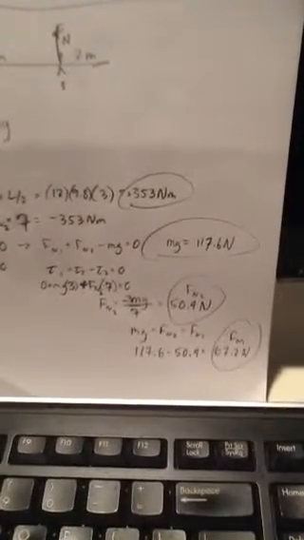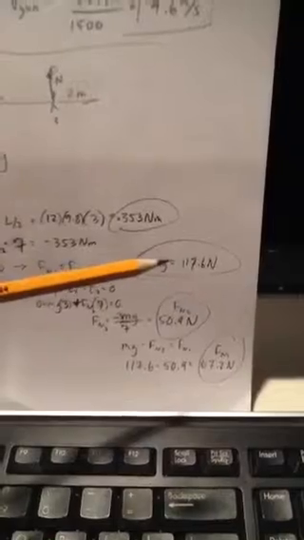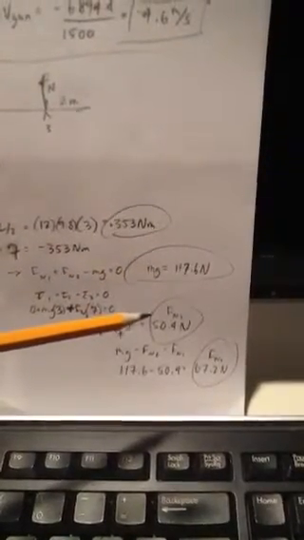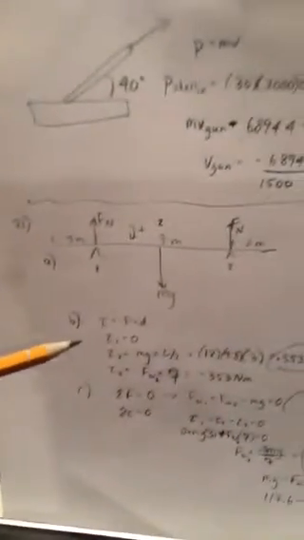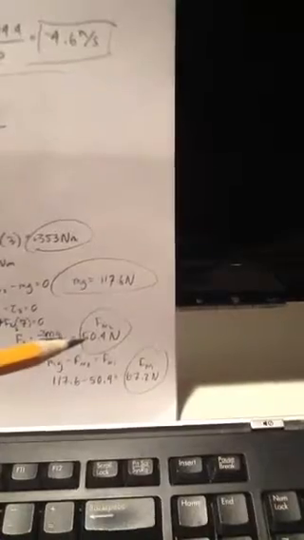But your answer for the forces of gravity and the 2 normal forces, there's the force of gravity. And there's the normal force due to the pivot point on the right, and the pivot point on the left has a force that's a little bit bigger, 67.2 newtons versus 50.4 newtons. Weight is 117.6. Alright, we are almost done.